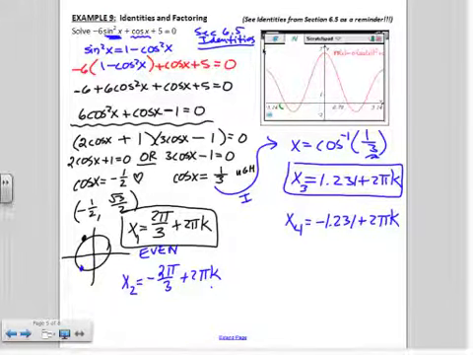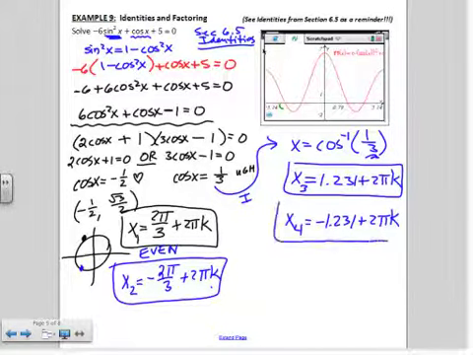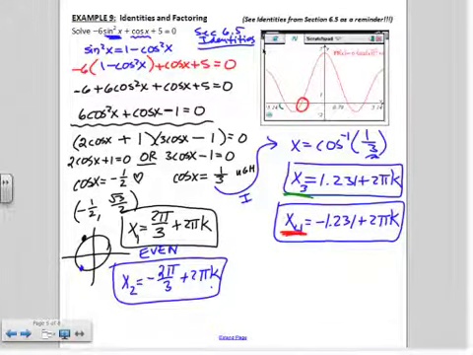So our answers are 2 pi over 3 plus 2 pi k, negative 2 pi over 3 plus 2 pi k, 1.231 plus 2 pi k, and negative 1.231 plus 2 pi k. So the negative 1.231 is about that one. So that's this one. The positive 1.231 is about there. The negative 2/3 pi is about right there, because if this is pi, that looks like it's about 2/3. And the x1 is just positive 2/3 pi, right there.